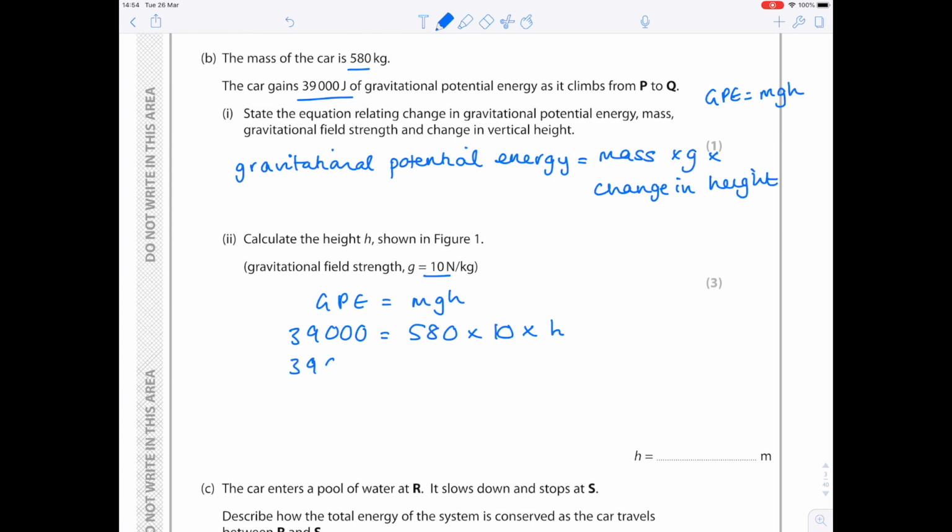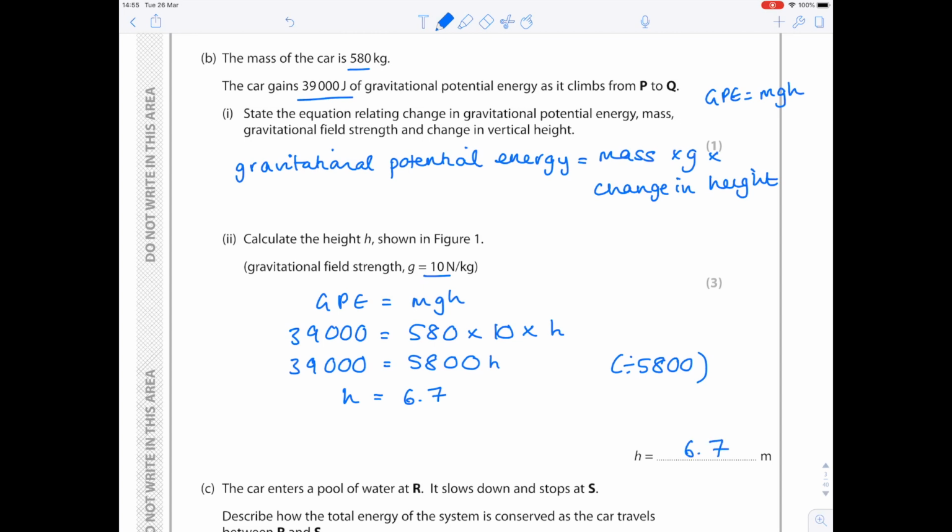Sort out this equation. Sorry about the beeping, but honestly, I live in London and there's just noise all the time. So if I had to wait until it was totally silent every time I filmed, we'd never have any videos.